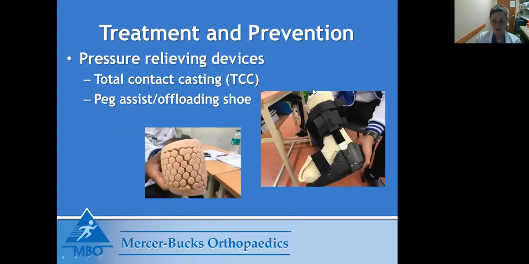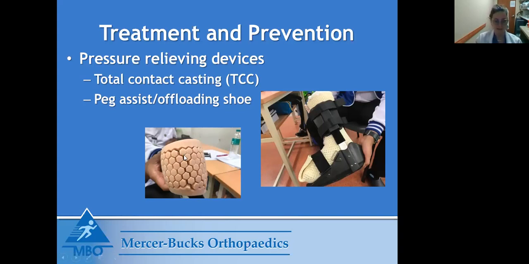What it is, is a hard cast. You can see it in this picture, and there is an external boot that is attached to it. So you are able to walk, but the way that the cast is applied is with different offloading pads, which take, in essence, all of the pressure off the wound. So you're walking, but there's no pressure directly on the wound, and that enables healing.